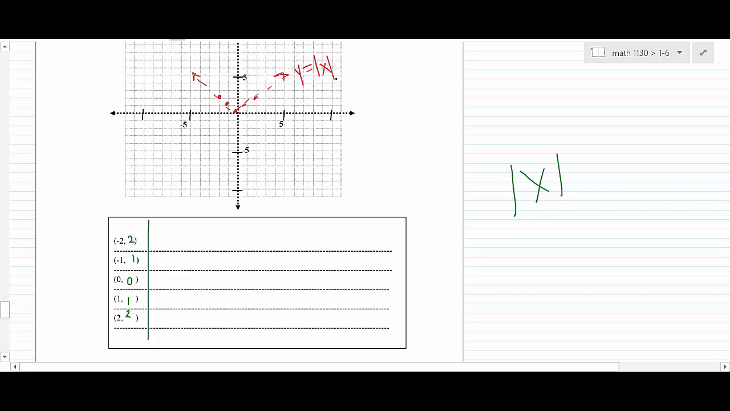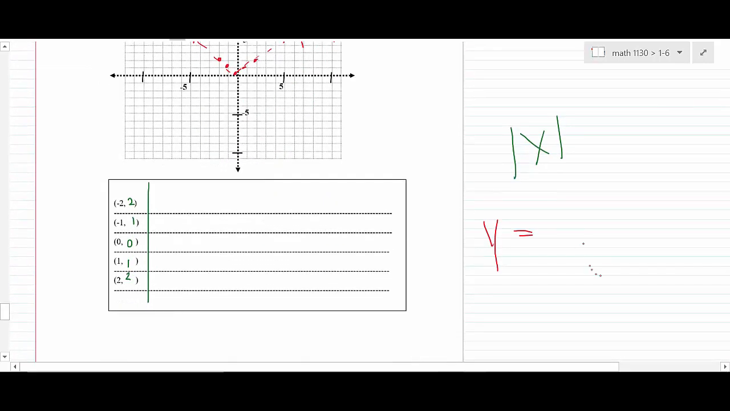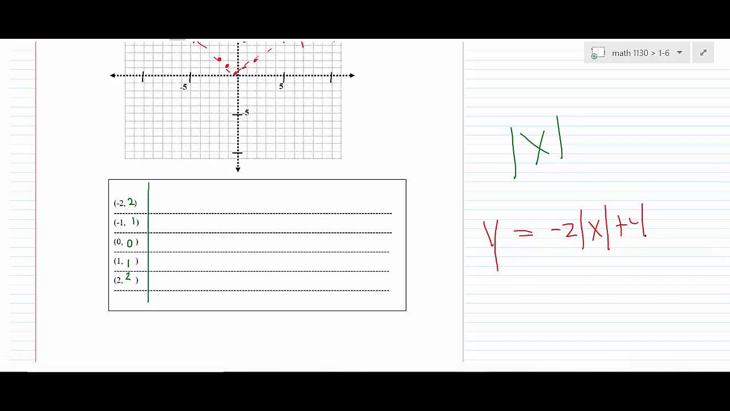Now let me write down what we're doing: y equals negative 2 times the absolute value of x plus 4. You have to know the order you do this in, and you have to be really careful about that. So think of order of operations of arithmetic. What would be the first thing you would do? If x was 1, then what would you do next? Would you add, or would you multiply? Multiply. So you have to do order of operations.